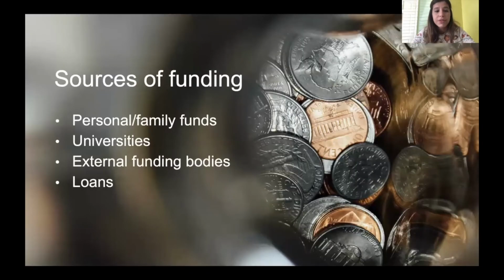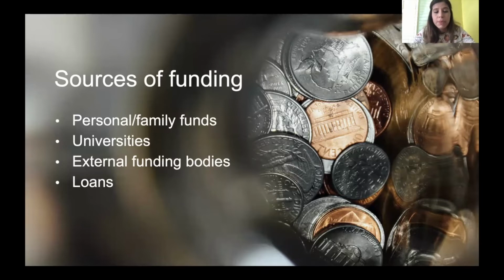In terms of sources of funding, these are the main sources of funding students use to fund their US studies. The first one is personal family funds. Universities will expect families to contribute towards some of the cost of a student's education. So that will be the first source of funding that students will look at, as well as any personal savings that they have.